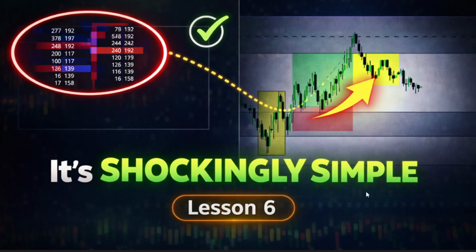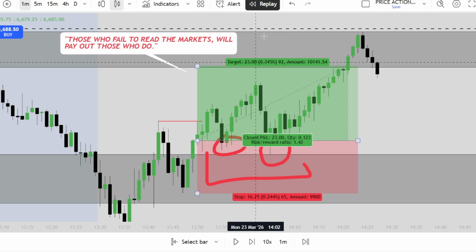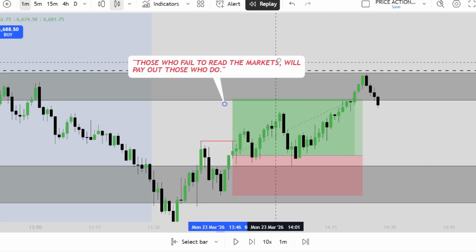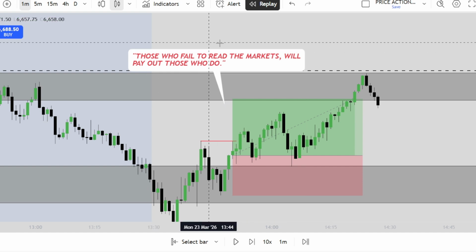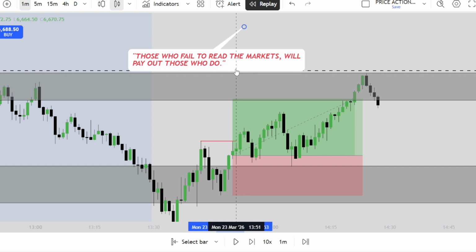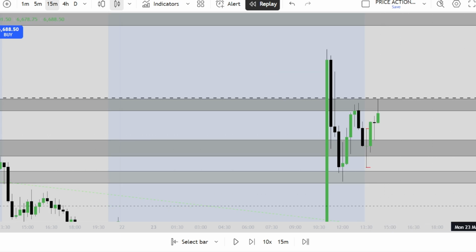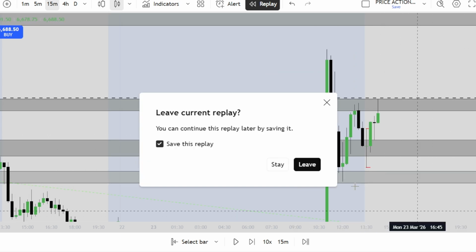And this is why it's shockingly simple to use footprint charts in your analysis, and you should be using them. I don't think there's an excuse in 2026 not to be using footprint charts at all. If there's one thing to take away, it's this: those who fail to read the markets will pay those who do. I'm just going to leave that here on the screen. Just remember that saying. If there's one thing you take away from this, it's just that.